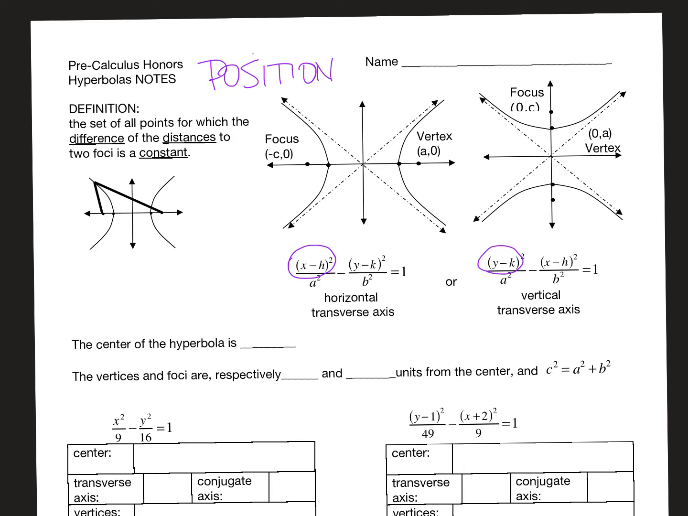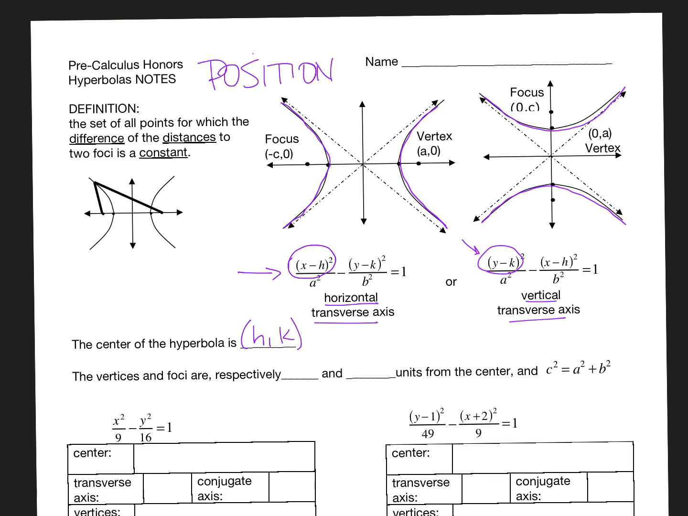All right, so on this example, because the x is coming first, you can see that this hyperbola opens left and right. Okay, and on this one, where the y comes first, this hyperbola opens up and down. It has nothing at all to do with the size of the numbers. So this is going to be considered to have a horizontal transverse axis, and this one has a vertical transverse axis. The center, just like with circles, just like with ellipses, is going to be (h, k).